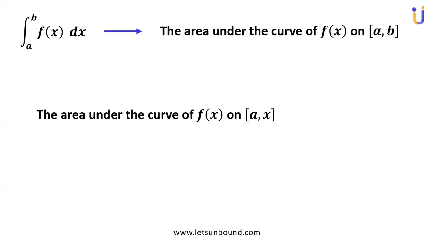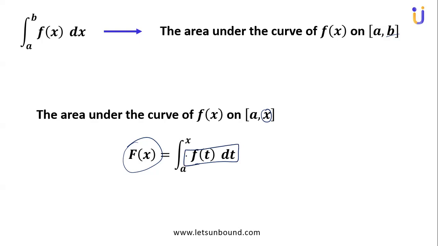What if you don't know the endpoint? From a to b, what if the ending point is not known by you? So in that case, we denote a capital F of x, which is the accumulation function, the integral from a to x of f of t dt. It can be any variable. It's not like time or something, right? So this is the way the accumulation function will be written.